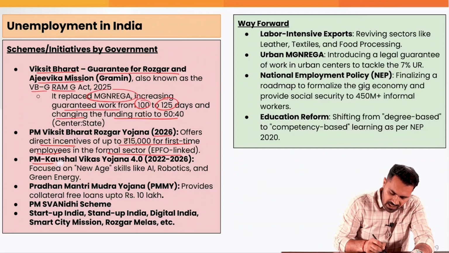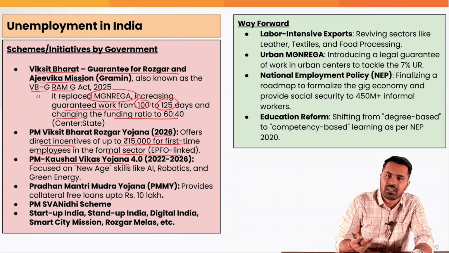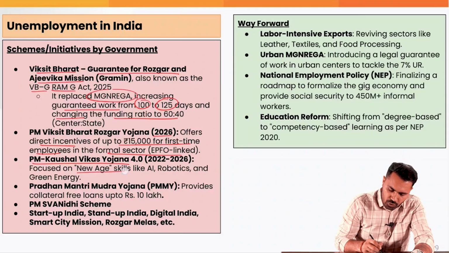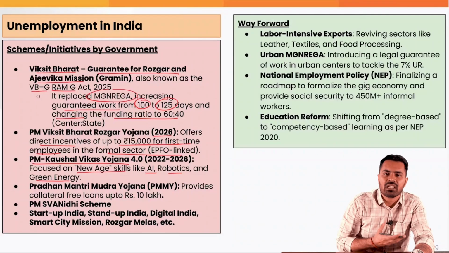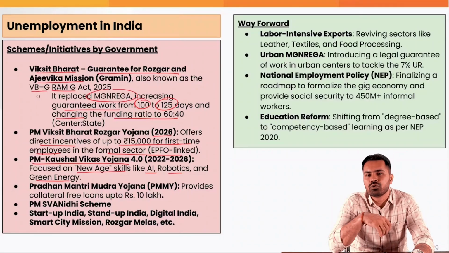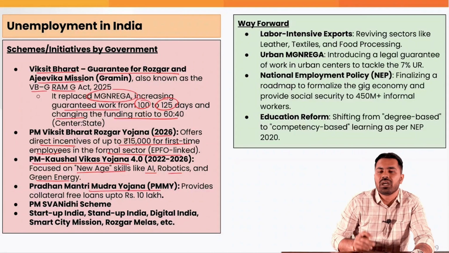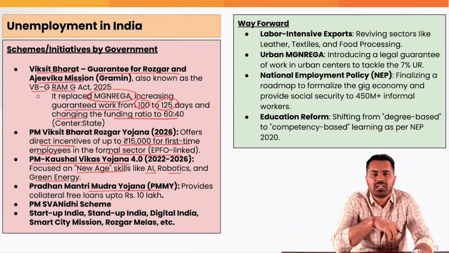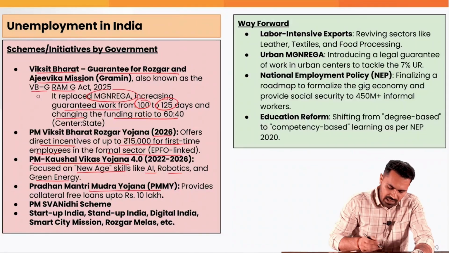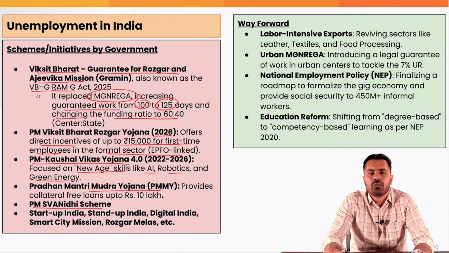Then PM Kushal Vikas Yojana 4.0, basically for upskilling of persons, focused on new age skills like AI, robotics, and green energy. Basically, these are the new technologies which will employ a lot of people in future. Government is focusing there. Then Pradhan Mantri Mudra Yojana, basically to provide loans up to 10 lakh to individuals, collateral free loans. Then similarly, PM Swanidhi scheme for street vendors.